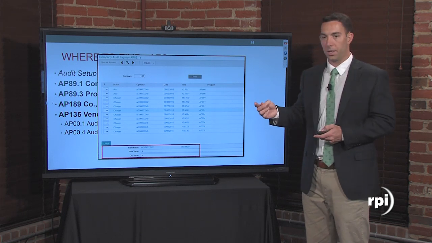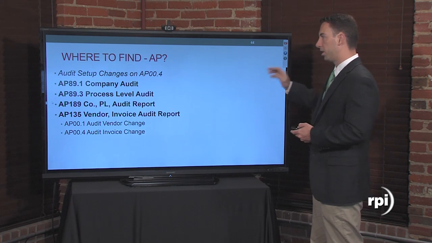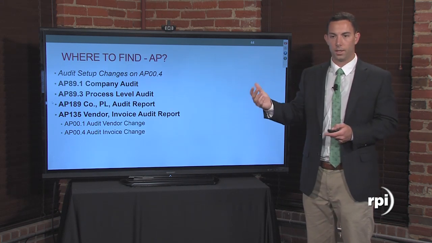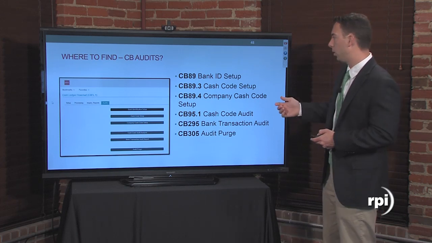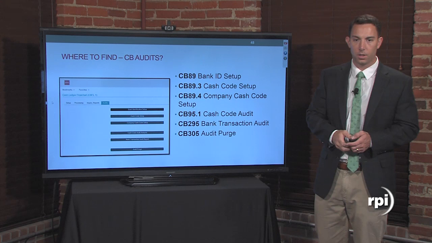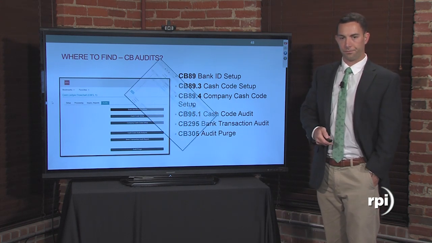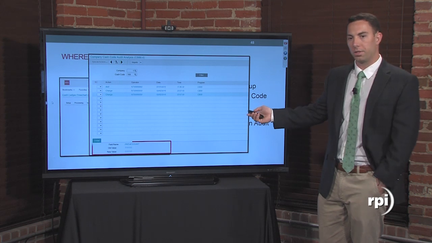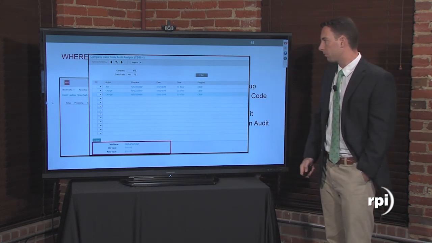We're going to go through each module, but we might do it a little quick because we're getting a little low on time. So once you see one of these forms, you're going to see, they all look very similar. So we'll just run through. Within CB, we can audit your bank ID setup, your cash code setup, your company cash code setup. Again, you see the form once, you see it again. Company cash code, inquire. Here's what's changed.